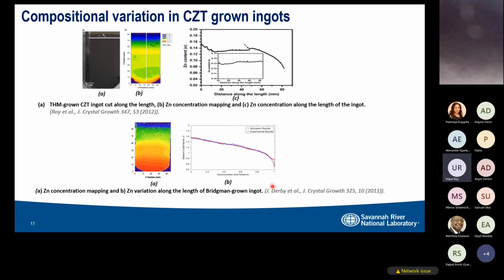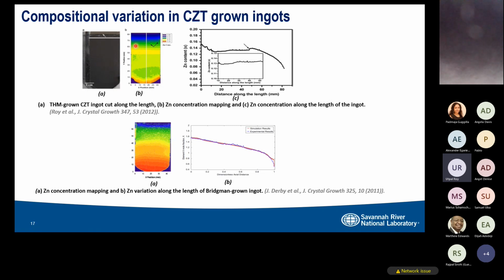Now, if we see the compositional variation, if you grow by the traveling heater method, you see the zinc concentration along the length of the ingot. You can see the zinc is almost uniform near the middle of the ingot. That means only 1/3 of the grown ingot is useful for fabricating detectors. That means 2/3 of the ingot you have grown, you have to cut it and throw it. That goes to the garbage.